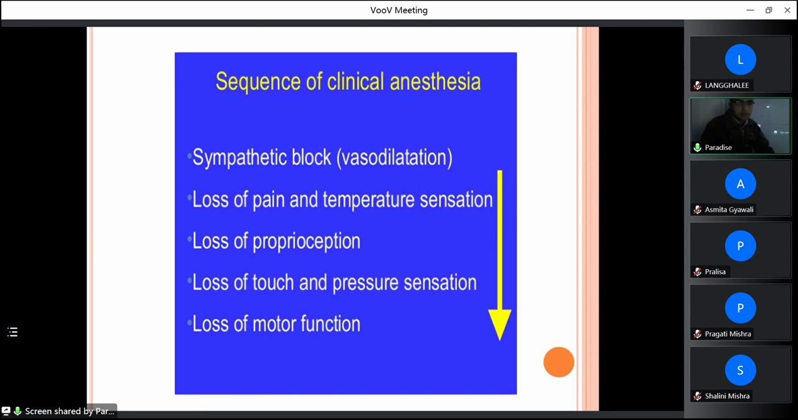The sequence of clinical anesthesia is: there will be sympathetic block first, followed by loss of pain sensation, then temperature sensation, then pressure, then touch. At last, there is loss of motor function. You must remember this sequence as well. It is also asked in exams. The motor function is lost at last. The pain sensation is lost initially.